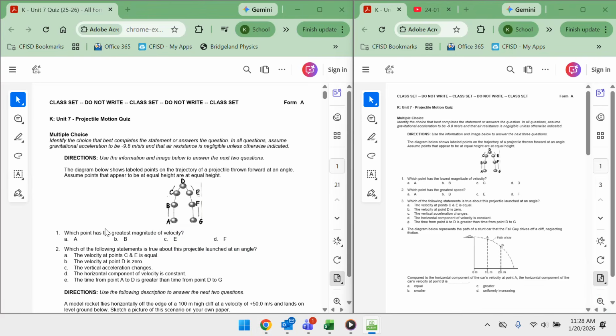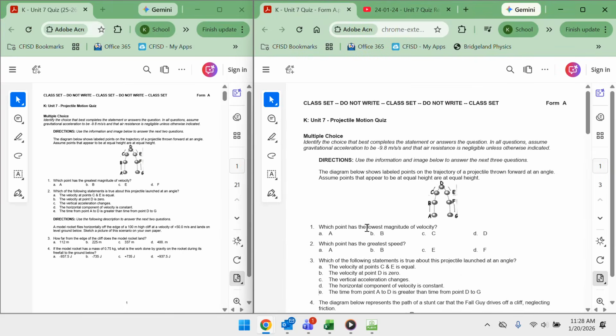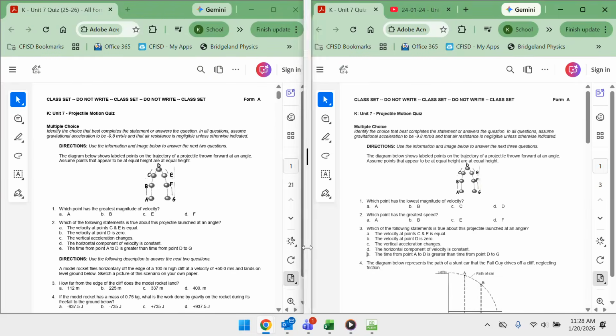Number 1 says, at what point is the greatest magnitude of velocity? And that is not asked exactly the same way on the old quiz. The old quiz says, where's the lowest magnitude of velocity? But then it asks, where's the greatest speed? And the thing about this is, magnitude of velocity is speed. So number 1 on this year's quiz is effectively the same question as number 2, at which point is the greatest speed. And so that one's already going to be covered.